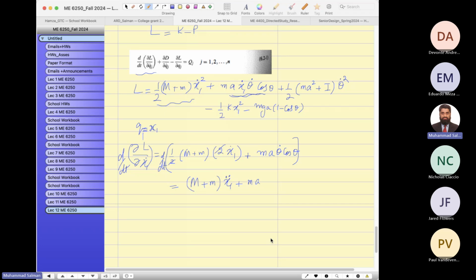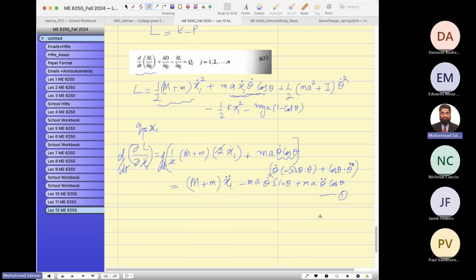Now here comes the derivative of two terms: the first function times the derivative of the second function, plus the second function times the derivative of the first function. Then you will multiply by m a. There's a negative sign for the first term. Let me rewrite here: negative m a theta dot squared sine theta plus m a theta double dot cosine theta. Agreed.